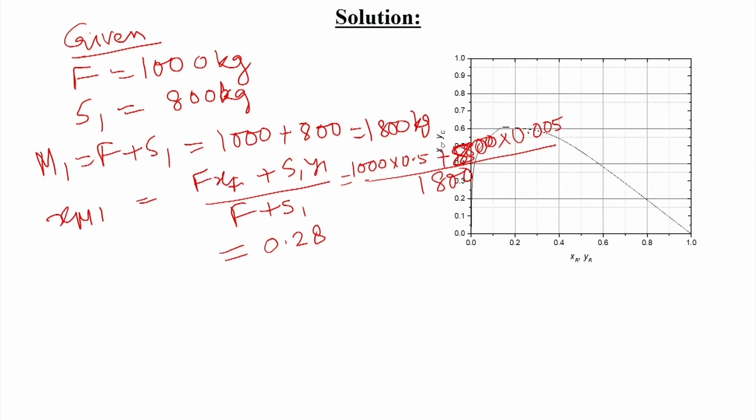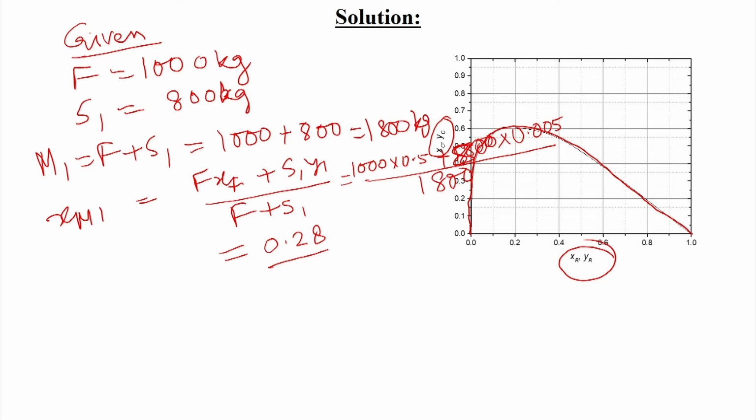So, in this graph, whatever we have drawn here, suppose we look at the variation of x c and y c with x p and y b. Suppose we have this equilibrium plot here, and now we have x m 1 equal to 0.28.